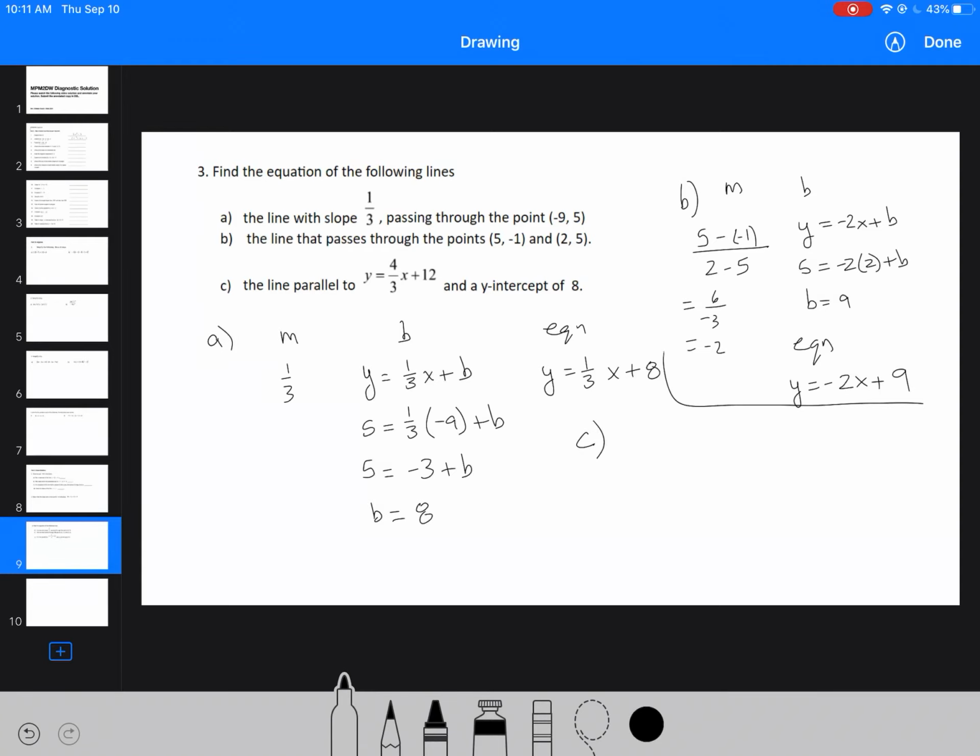So then I'll do c. I've got m. It's parallel to the line in the question, so I know that means that my slope has to be the same. My y-intercept is given to me, nice and easy, and that means that my equation is going to be y equals 4/3 x plus 8.